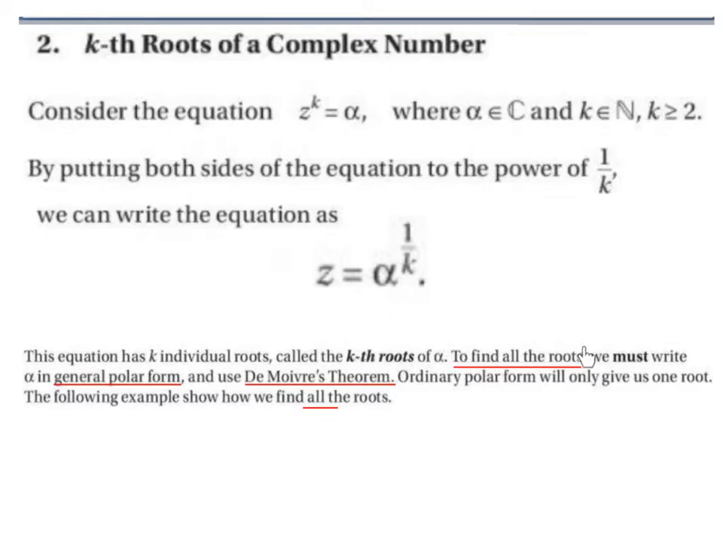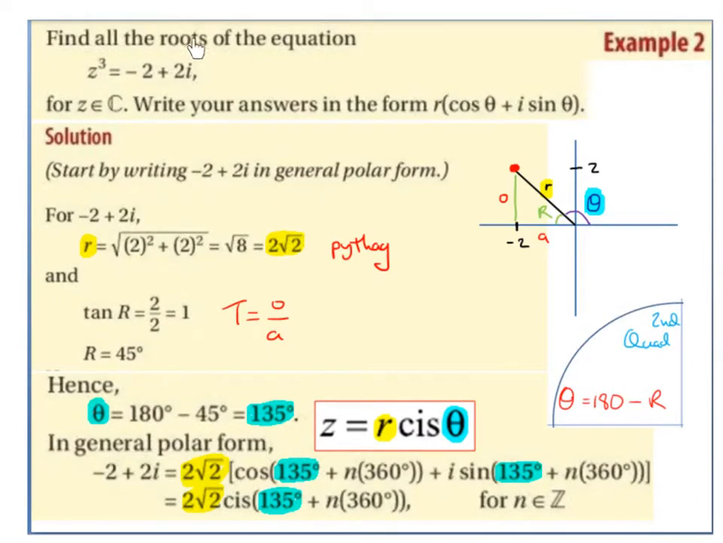To find all the roots, we must write in general polar form and use de Moivre's theorem. Ordinary polar form will only give us one root. The following example shows us how we find all the roots. Find all the roots of the equation z cubed equals minus 2 plus 2i for z an element of the complex number set, and write your answers in the form r cos theta plus i sine theta.